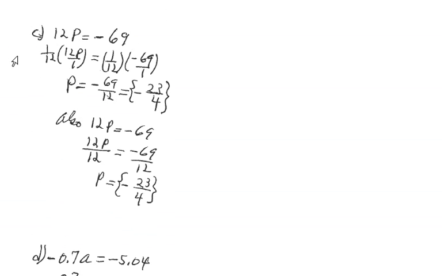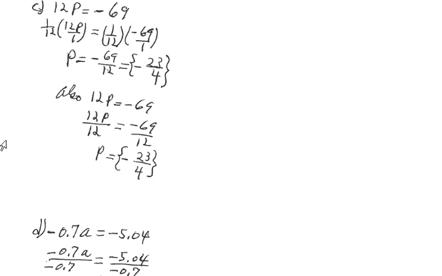C. 12p equals minus 69. Again, we can multiply both sides by 1/12 and get minus 69 over 12, which reduces to minus 23 over 4, or we can divide both sides of the equation by 12, again obtaining the same solution, minus 23 over 4.